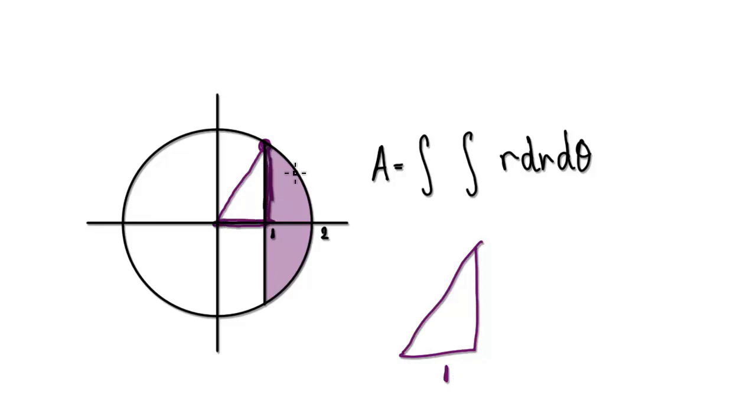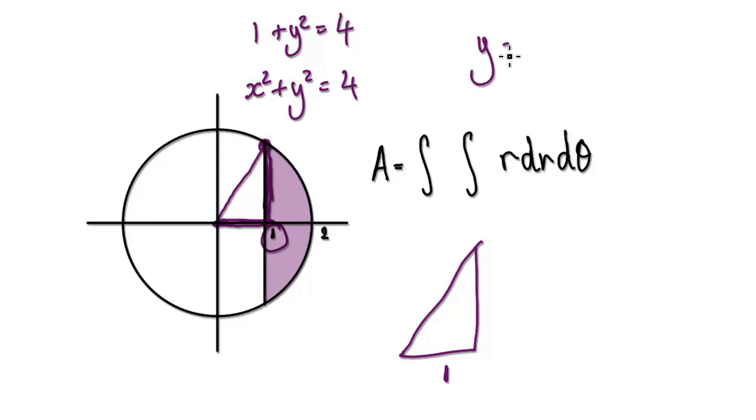We need to know the height. Well, this circle has a radius of 2, so the equation of a circle of radius 2 would be this. We know x is 1, and we want to work out the height, so we put 1 into the x. That gives us 1 plus y squared equals 4, so y squared is 3 and y would be root 3. So this height here is root 3.